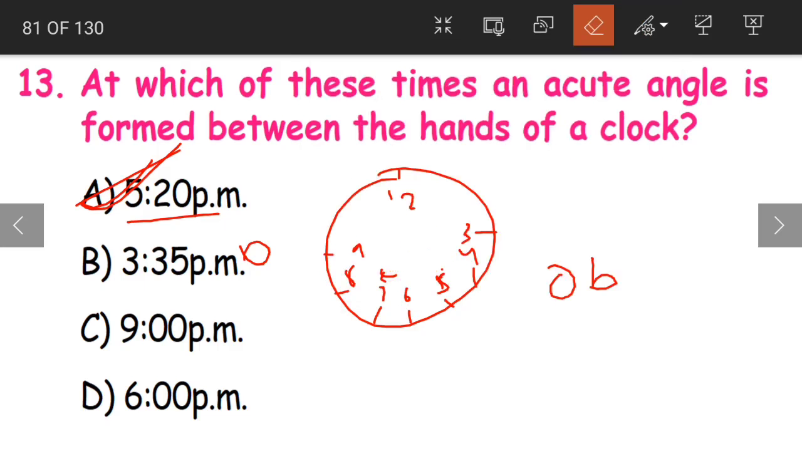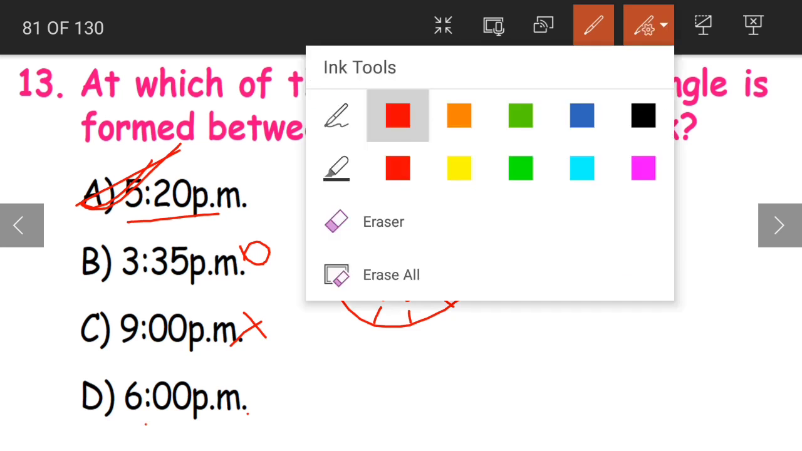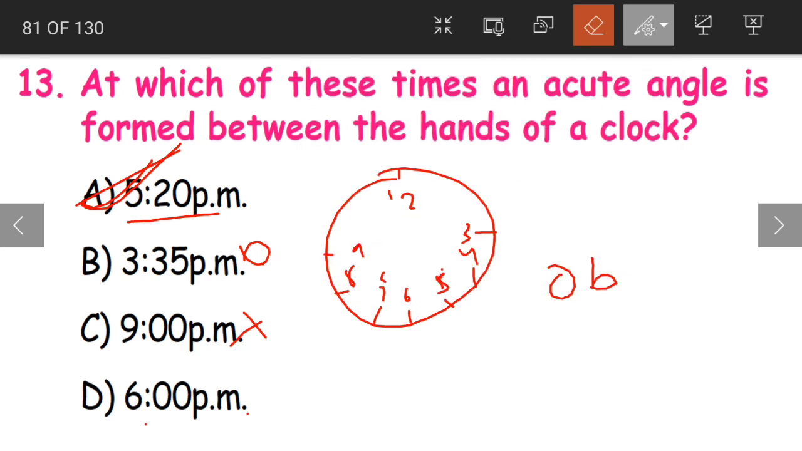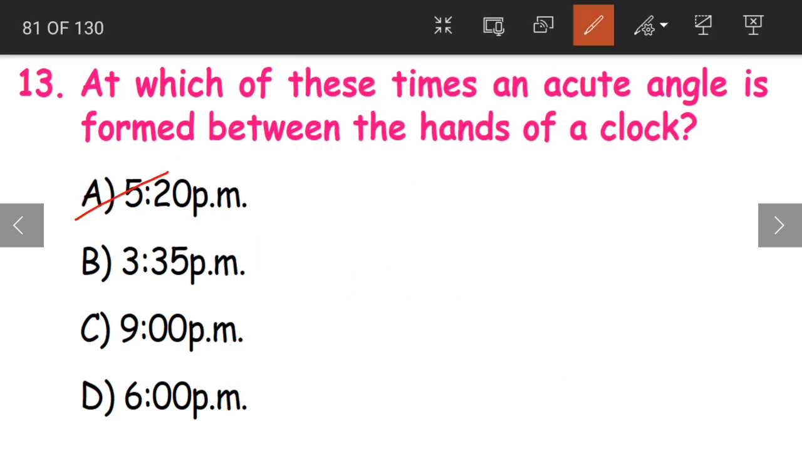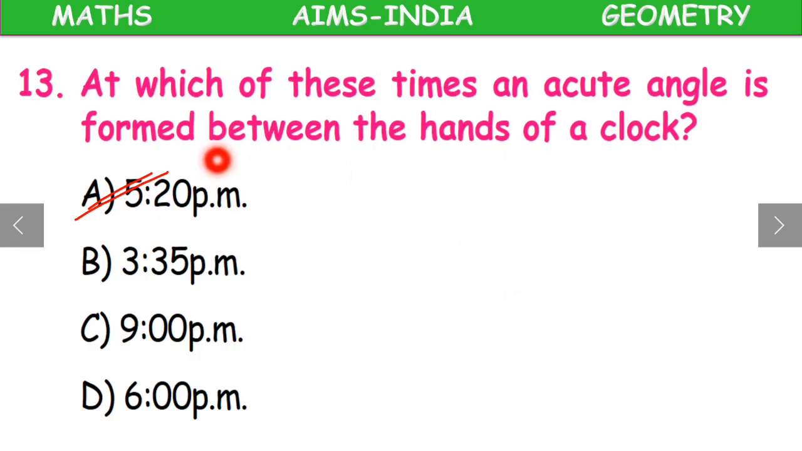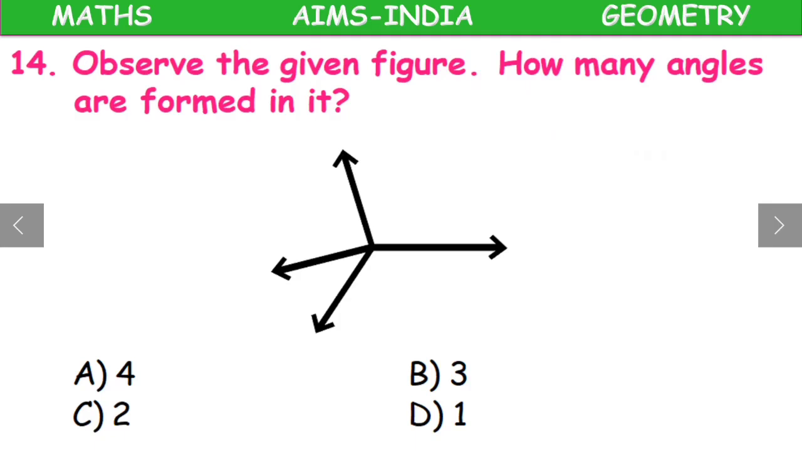Now coming to 9 o'clock. This will be our 9 o'clock. What is this? This is a right angle. So again C is wrong. Now coming to the last one, that is 6 p.m. What is it, children? It will be something like this. So this is a straight angle. It is forming a straight line. So it is a straight angle. Our correct option is option A, 5:20 p.m. When the time is 5:20 p.m., the angle formed between the hands of a clock is an acute angle.